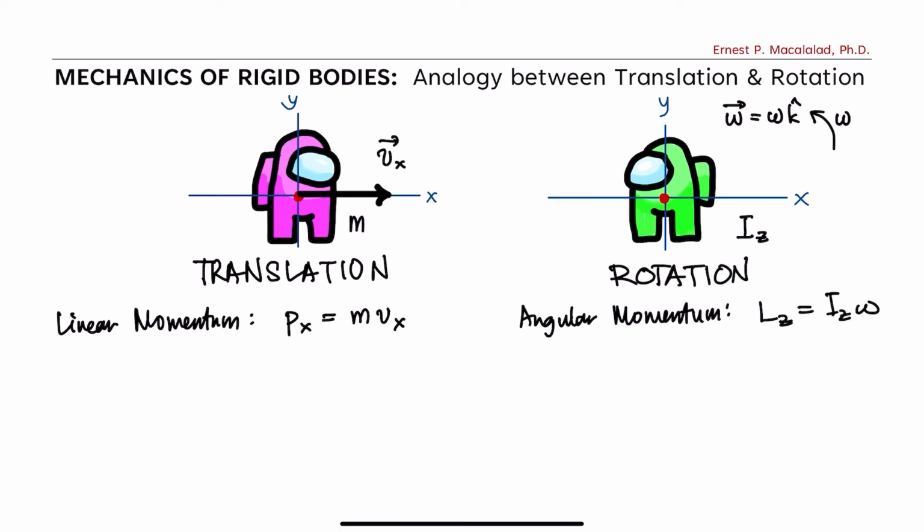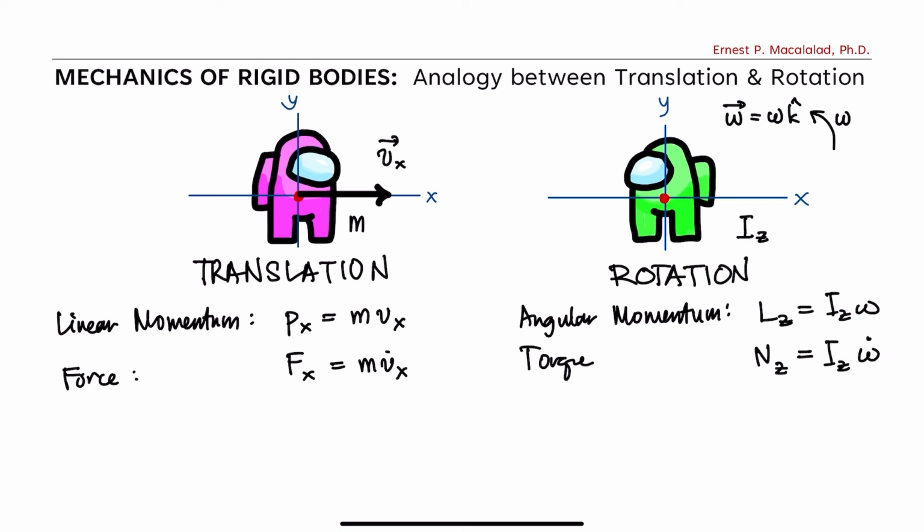For the force exerted on this object that causes it to change motion in terms of translation, we call that your net force, or simply force. This is written as F along x, for example, and this is equal to m v_x dot. Now, what causes a change in rotation is called torque, and that is written as N_z. N_z is the torque about the fixed z-axis, and this is now equal to I_z omega dot.